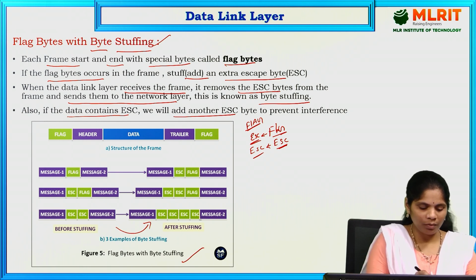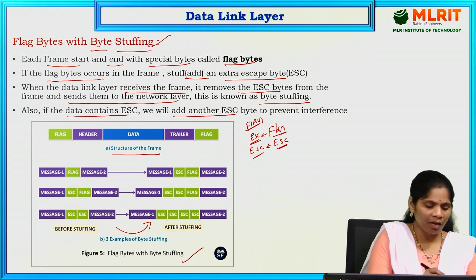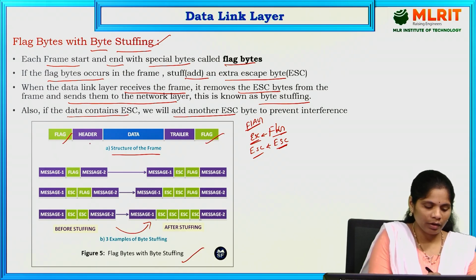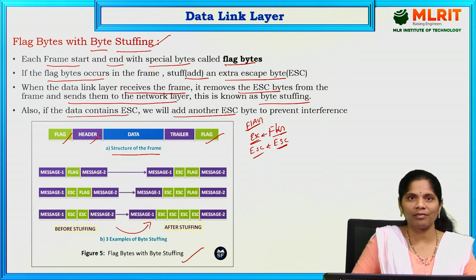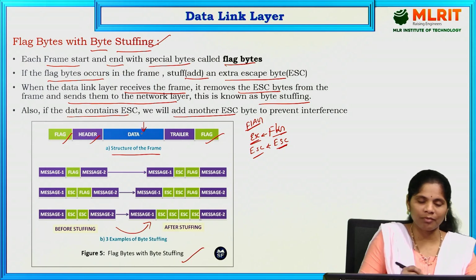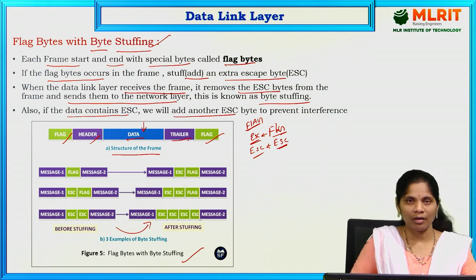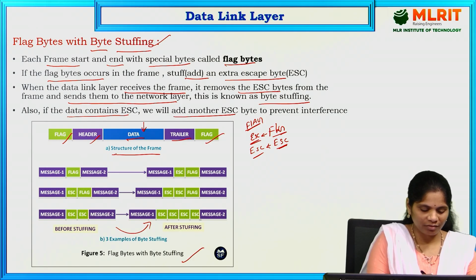See this example, the structure of the frame. What is the flag saying? The starting and ending of the frame, right? Here is the header. The header, as we already said, holds the source and destination address. Data is whatever data is coming from the network layer; that information is considered data. And the trailer is for error detection and correction. This we already discussed. This is the structure of the frame.